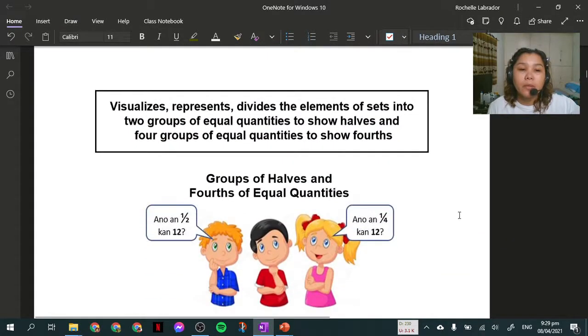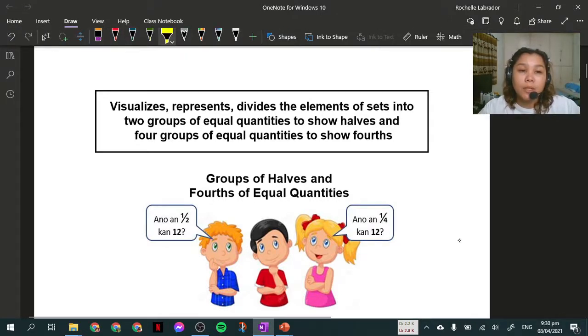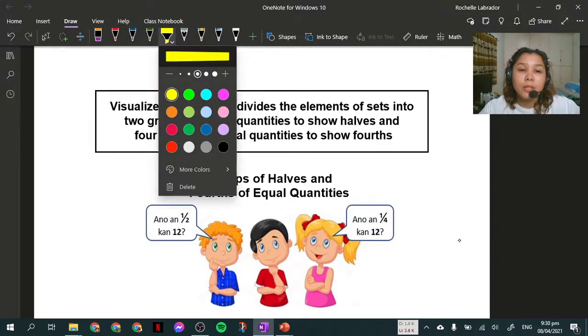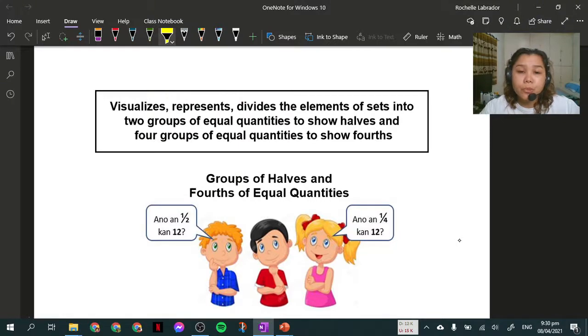The topic: visualizes, represents, and divides the elements of sets into 2 groups of equal quantities to show halves and 4 groups of equal quantities to show fourths. So there are two lessons for these 2 weeks, which are how to show halves and how to show fourths.